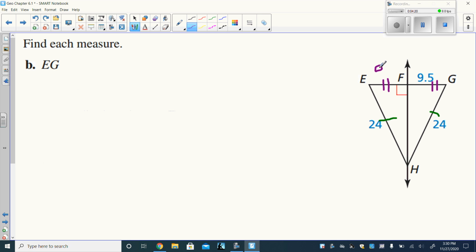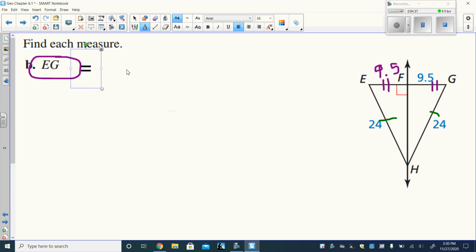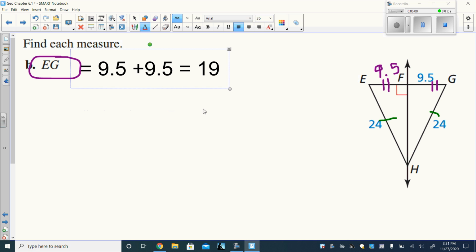So EF has to be 9.5. And that's what it was asking for, yes? So EF, well, no, EG. Now, EG is the whole line, E to G. EG is made up of the two parts. It's equal to our EF, which was 9.5, plus FG, which was also 9.5. All we've got to do is add those together to get the whole length. If we add those together, we should get 19. That's all we had to do for this one.